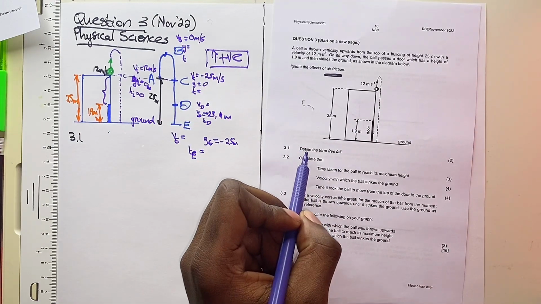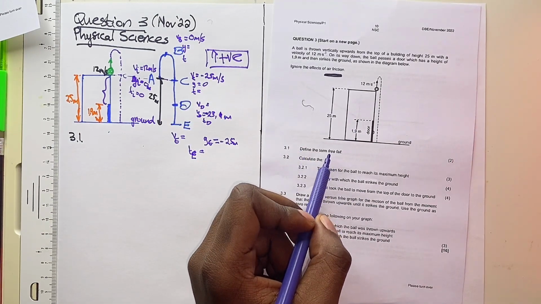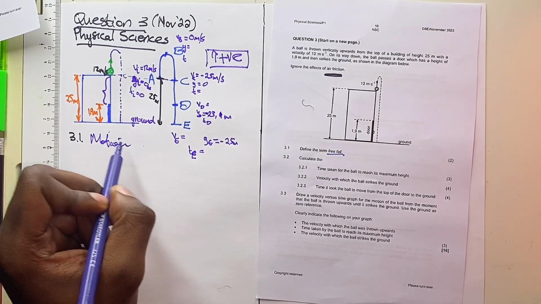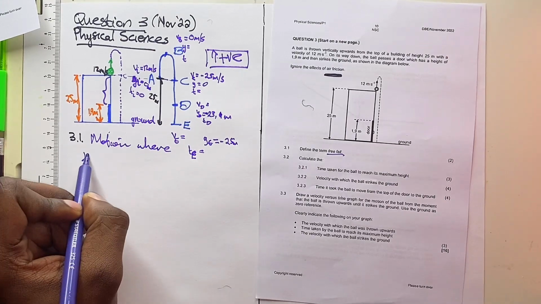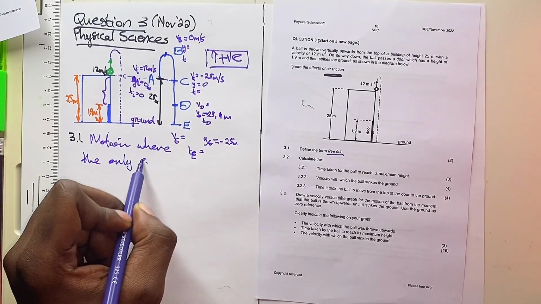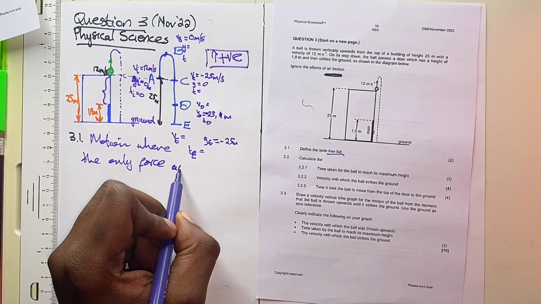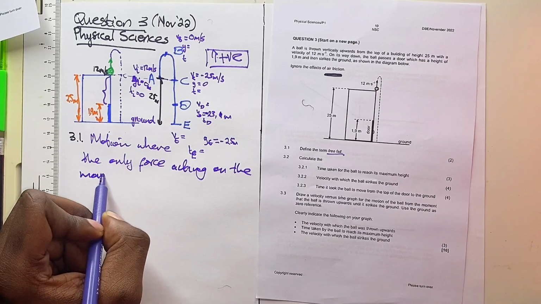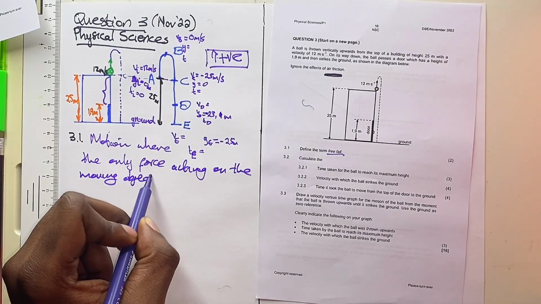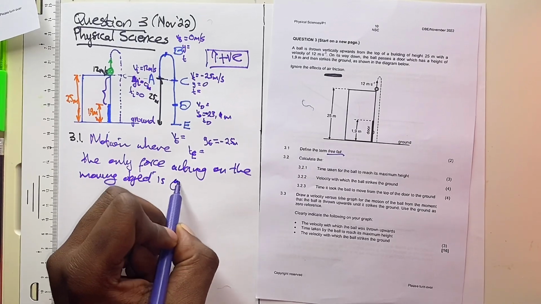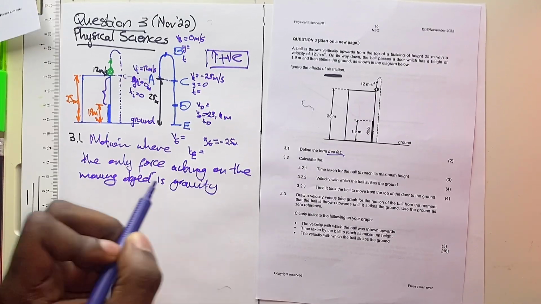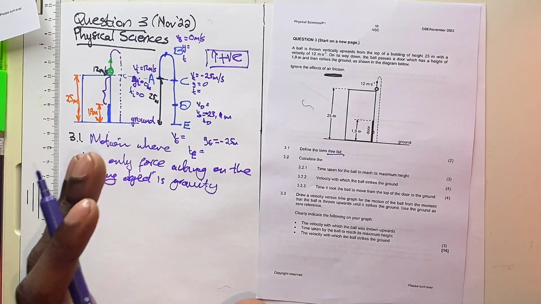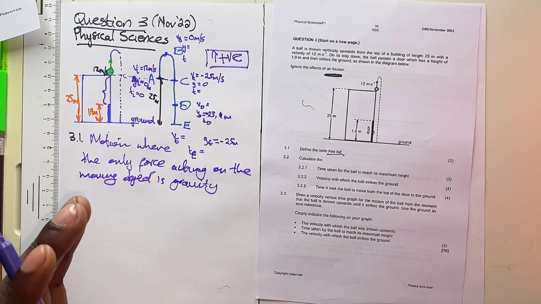Question 3.1 says, define the term free fall. Now, free fall, it's motion where the only force acting on the moving object is gravity. When something is in free fall, the only force that is acting on that object is gravity.